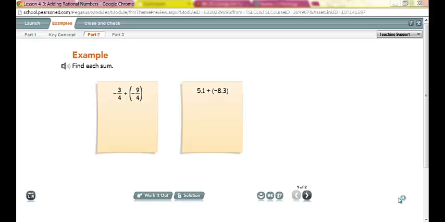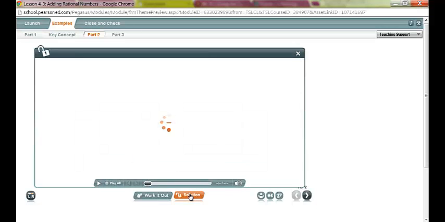Okay, this is lesson 4.3, part 2, and we're picking up with part 2 of the examples. We're being asked to find each sum. So take a moment and see if you can find the sum for each. Make sure you pause it. Okay, thank you for coming back. I'm pulling up the solution so we can see. Please watch this and see how it compares to yours.